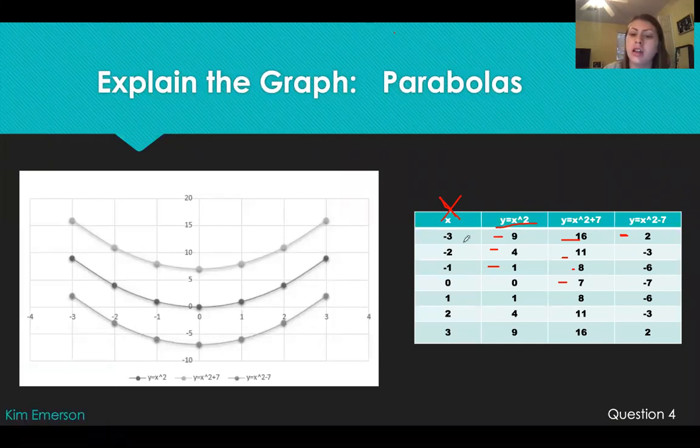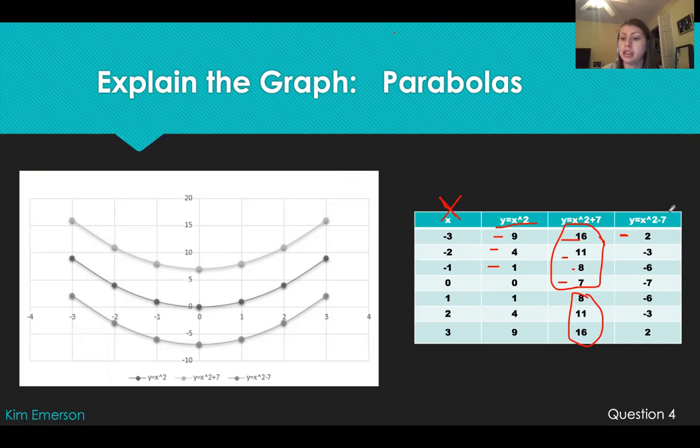And we see that x squared plus 7 gives us all these numbers right here down to 0, and then gives us all these numbers right here. And then they're the same numbers.